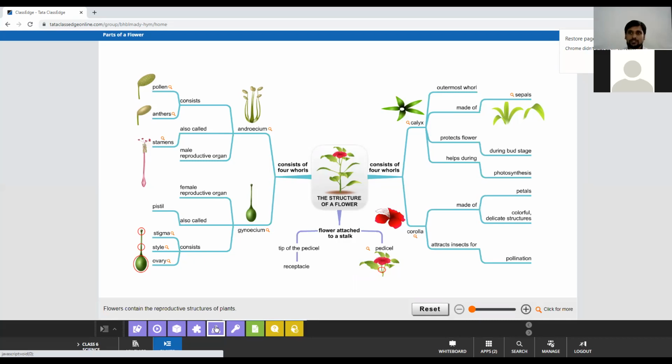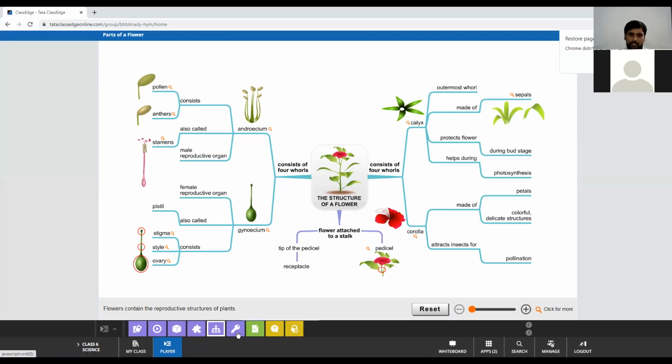Then androecium is the male reproductive part, which consists of stamens and anther. Anther stores the pollen grains. The female reproductive part of the flower is called gynoecium, also called carpel or pistil, which divides into three parts: stigma, style, and ovary. So there is the overall view you can see here.